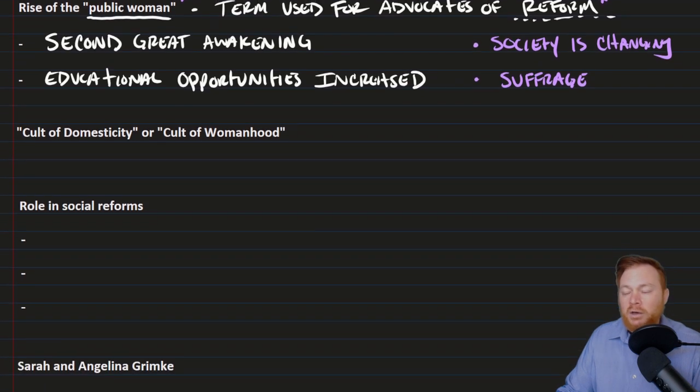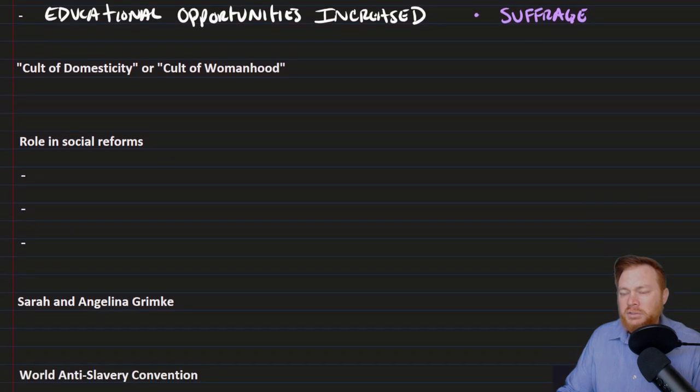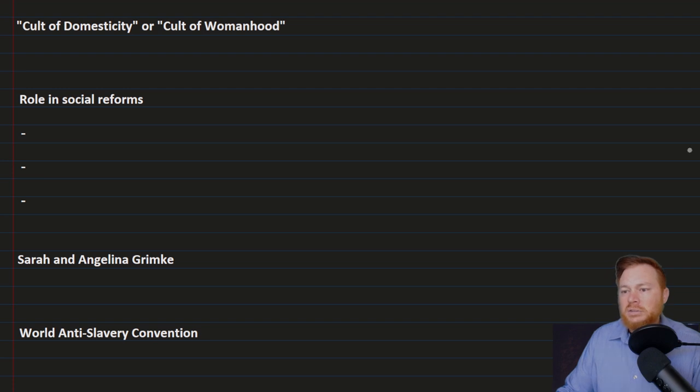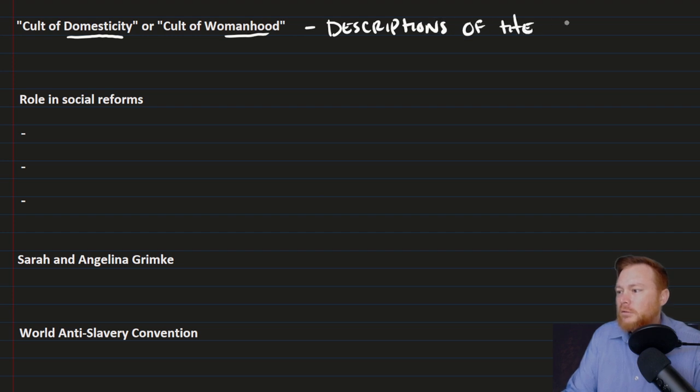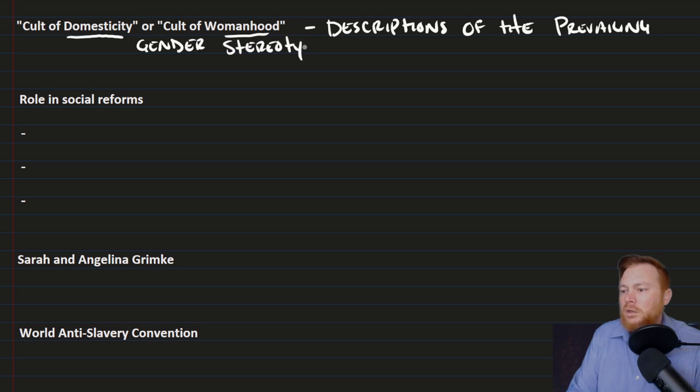Now, in order to be engaged in reform, oftentimes it meant breaking what was considered the stereotypes of the day. And both of these terms, the cult of domesticity and the cult of womanhood, are descriptions of the prevailing gender stereotypes. And gender, remember, refers to the role that men and women play in society. So the cult of domesticity, cult of womanhood, descriptions of the prevailing gender stereotypes. We'll just go ahead and leave it at that.